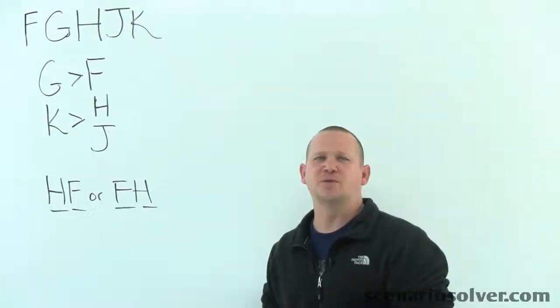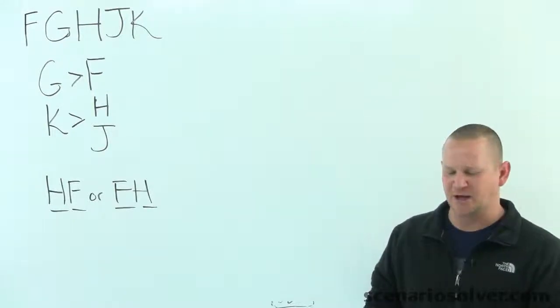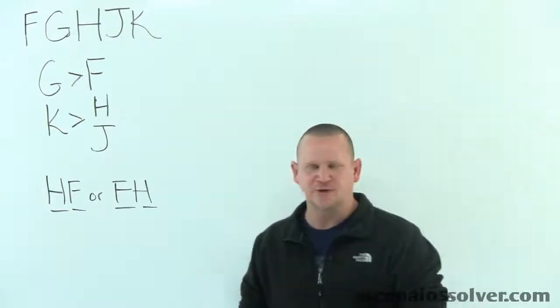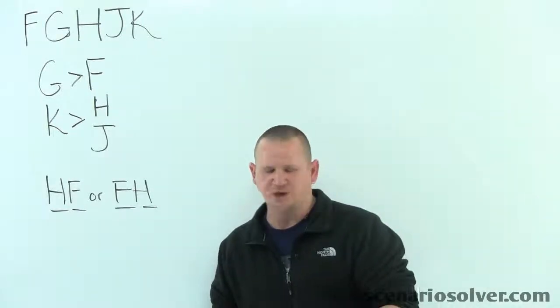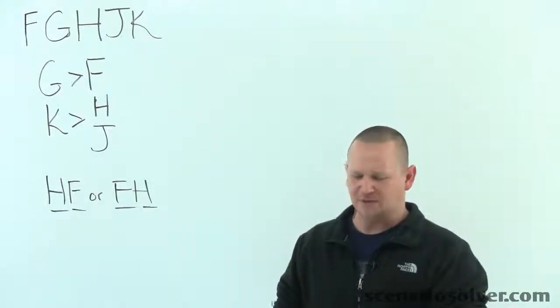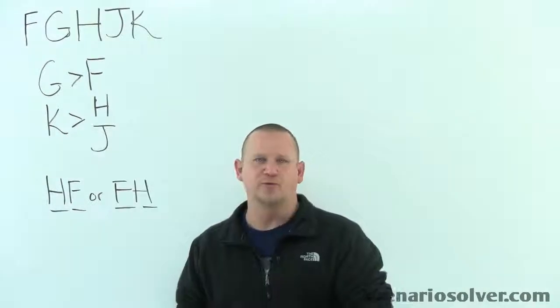Okay, we're looking at December of 2011, PrepTest 65. This is logic game 1. A professor must determine the order in which 5 of her students, F, G, H, J, and K, will perform in an upcoming piano recital. Each student performs one piece and no 2 performances overlap.